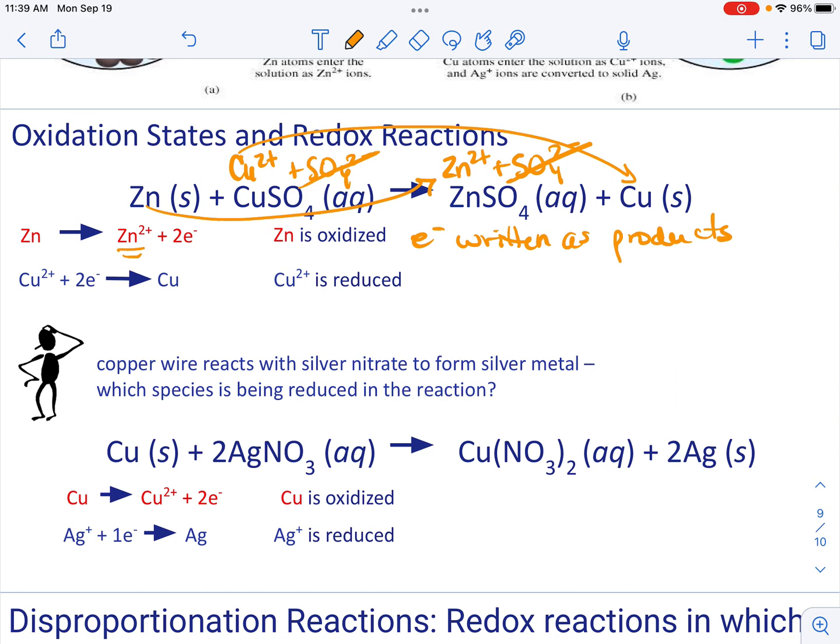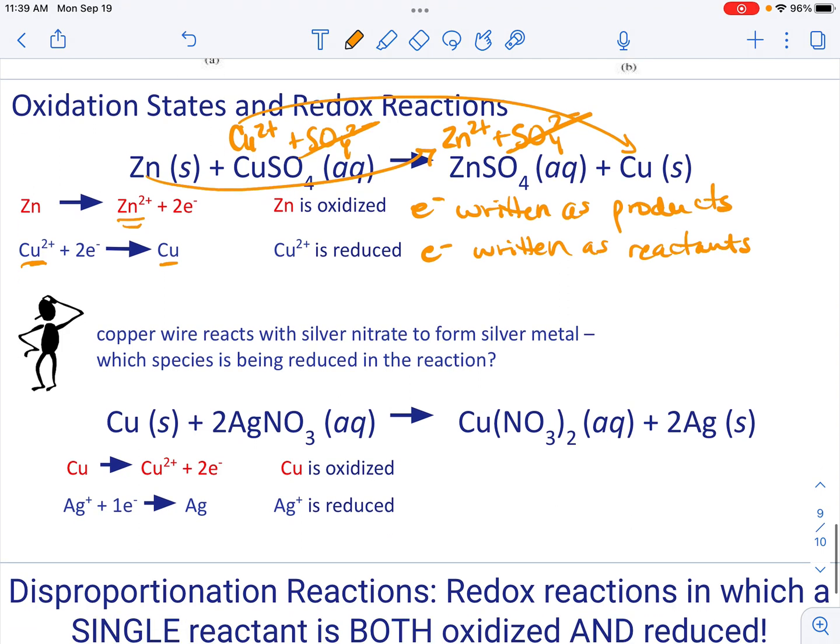If I'm doing the reduction, now I'm going from copper 2+ to solid copper, the oxidation number went from 2+ to 0. And so we have a reduction in oxidation number. The copper 2+ is reduced, and the electrons are written as reactants. And this is because this can't occur if that copper can't take in 2 electrons. So we can kind of see how this would work. You can see another example here below.